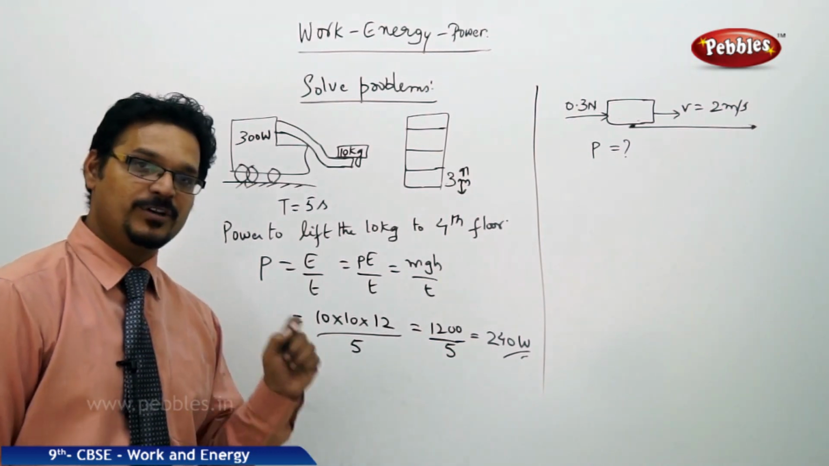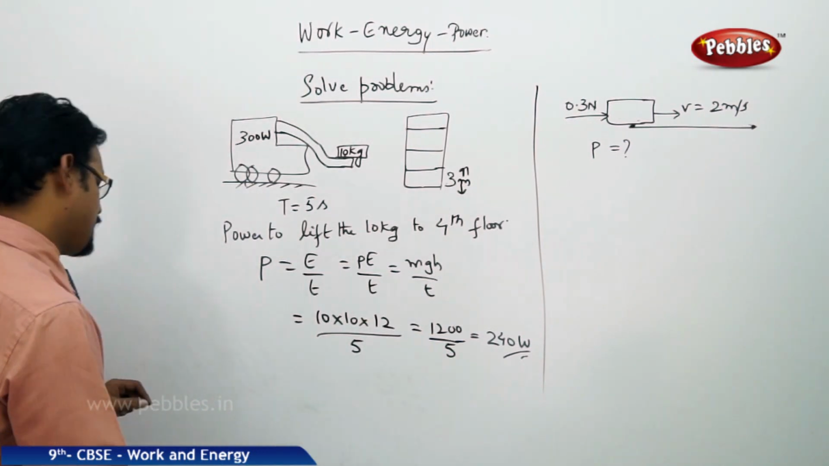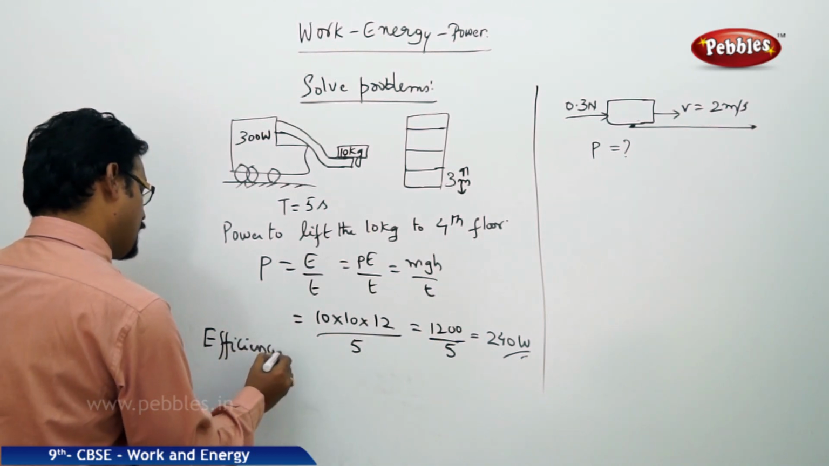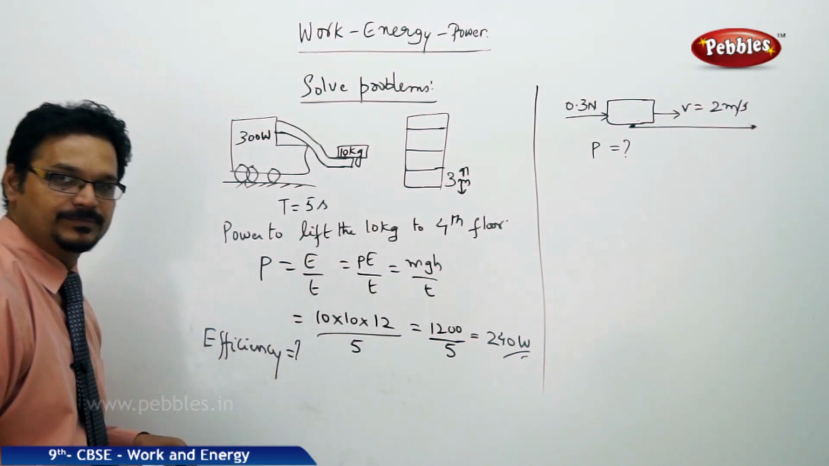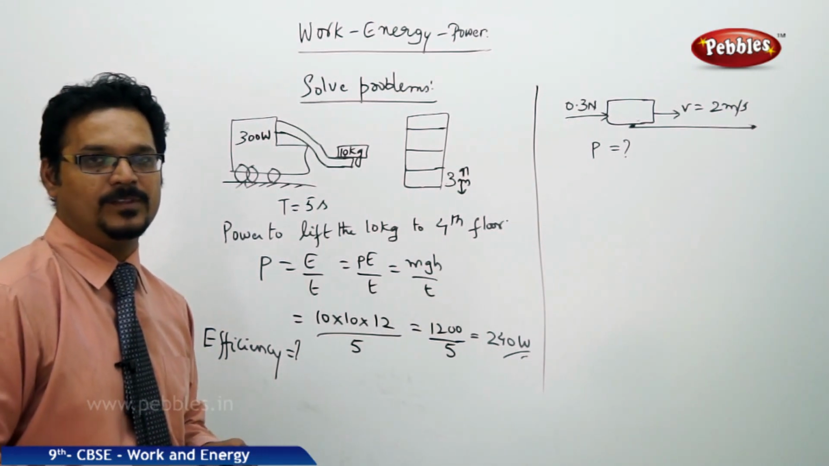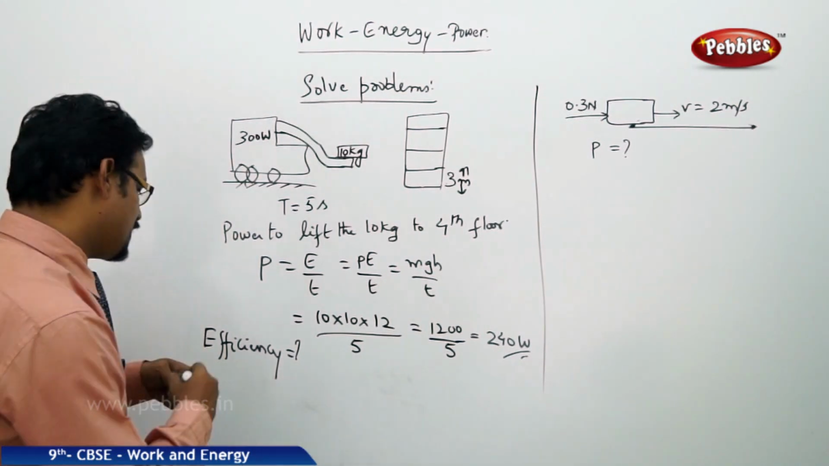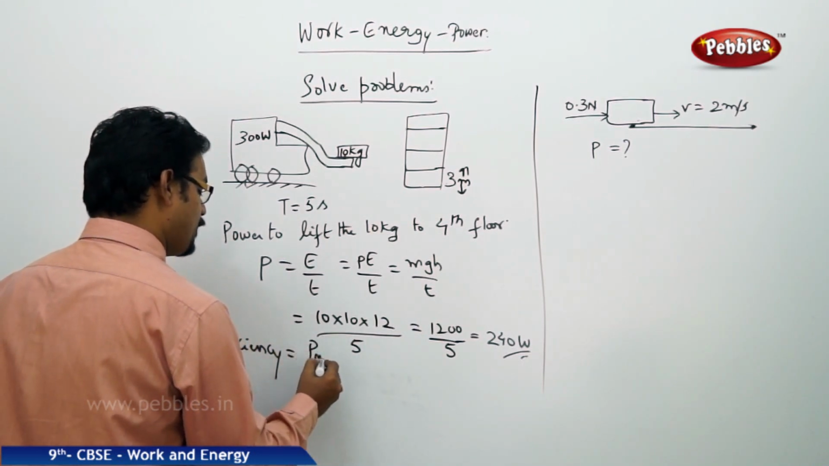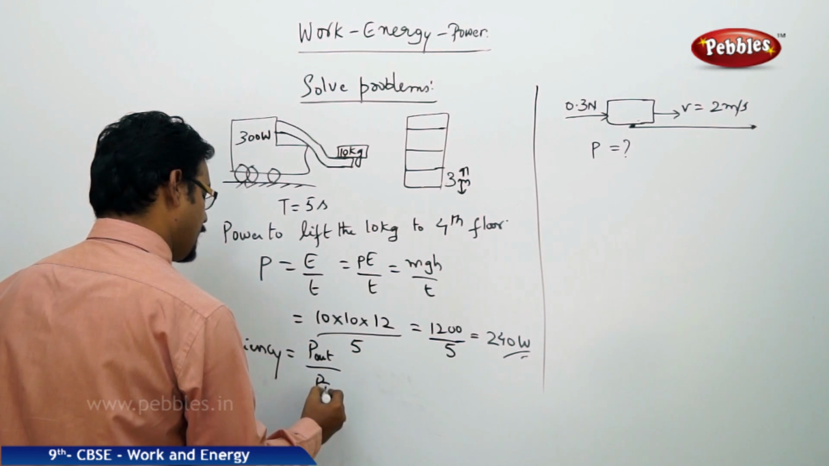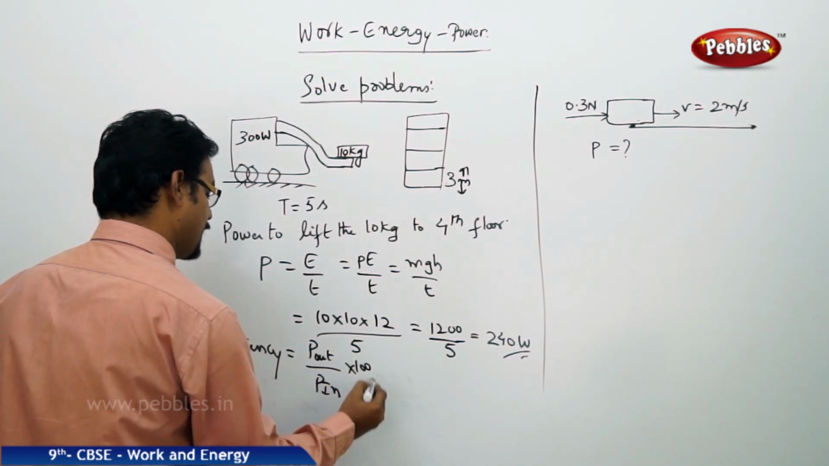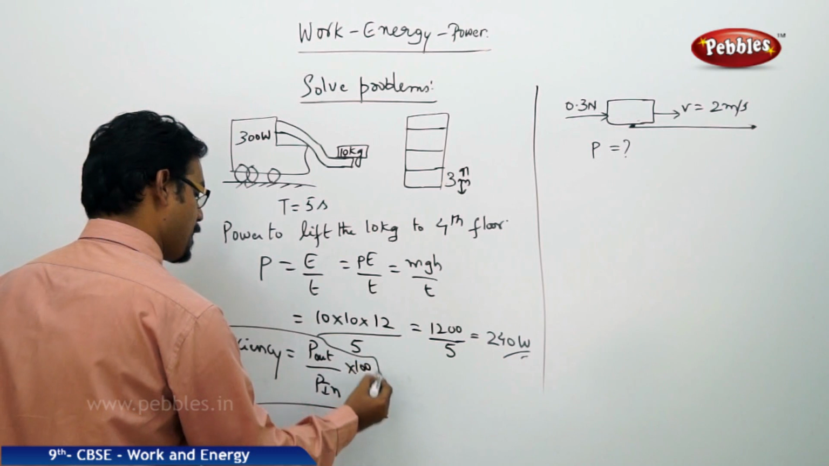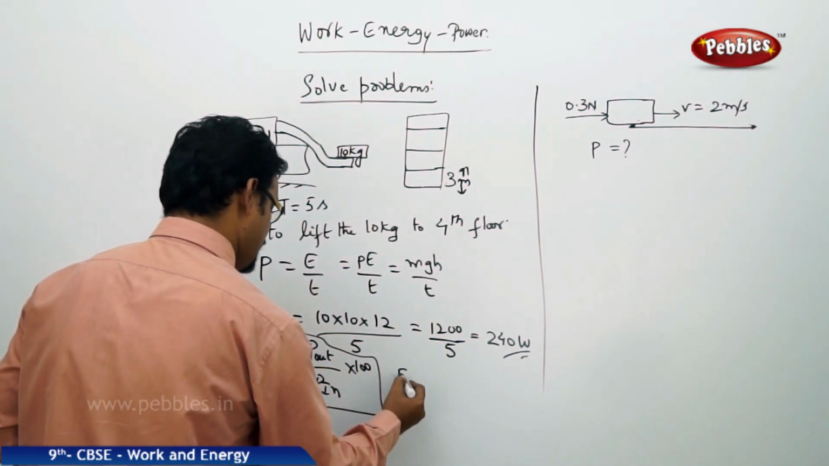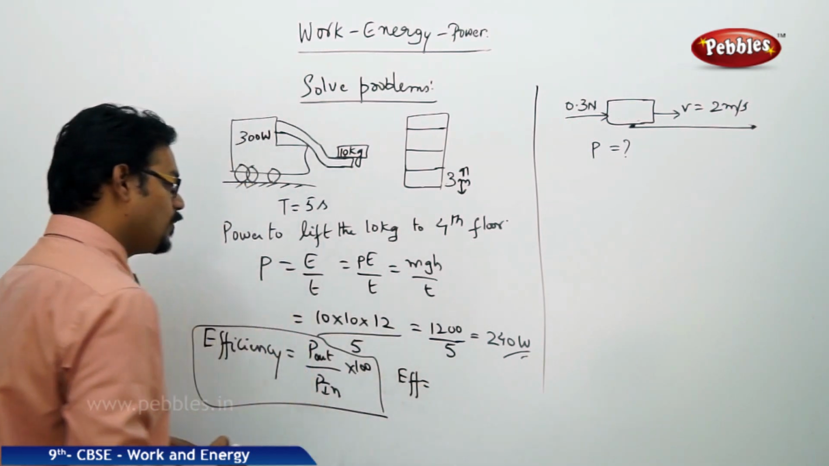Now here is one more interesting question. What is the efficiency of the crane? How good is it? How do you find it? If you want to find efficiency, the formula is output power by input power into 100. Remember this formula. Output power by input power into 100. So what is the output power?